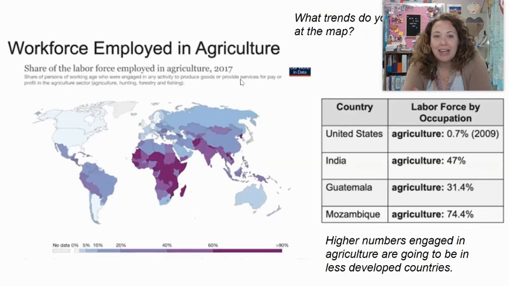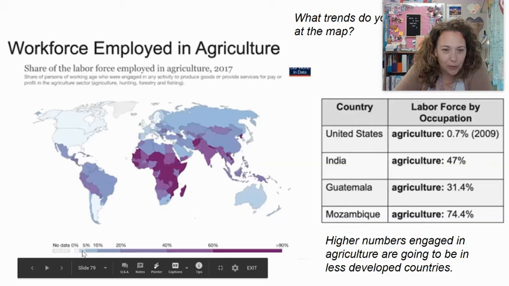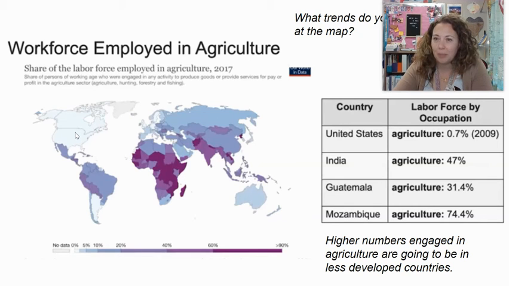So check this out. Even though we know the United States is probably one of the highest per capita producing farmlands in the world, we are the lightest color blue, which is basically 0 to 5% of our workforce is farmers. So we don't have a lot of farmers, but what do we have that makes us have lots of crops and yield? Machinery and technology. Yeah, very good, you guys.